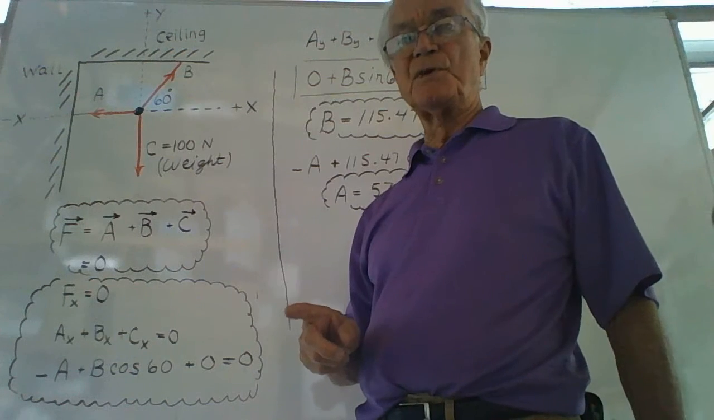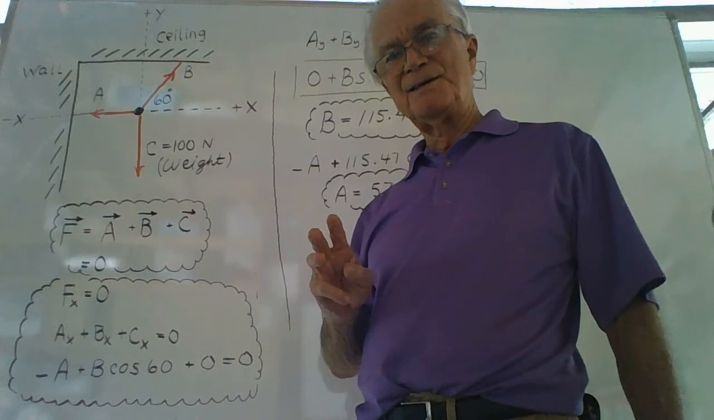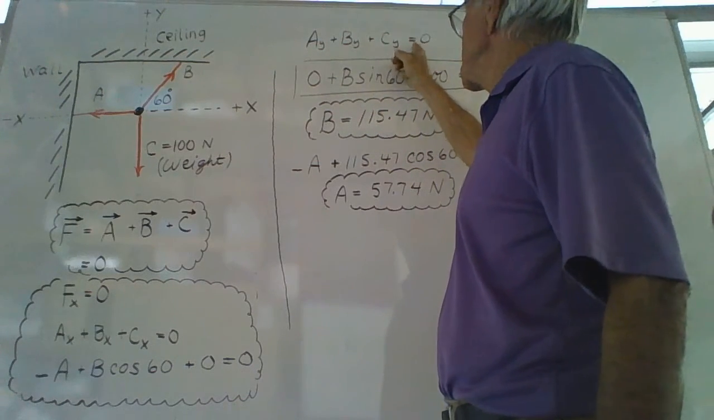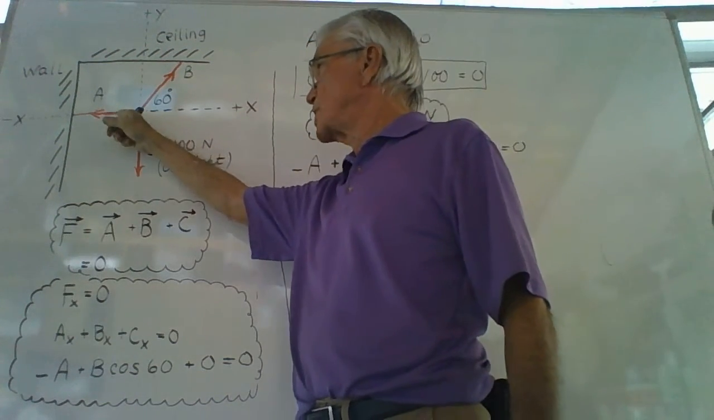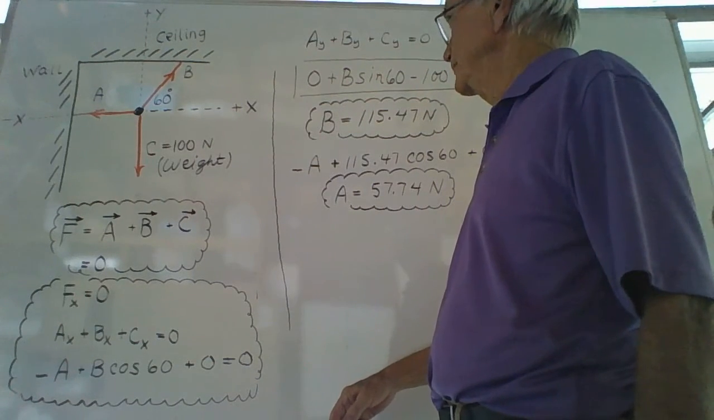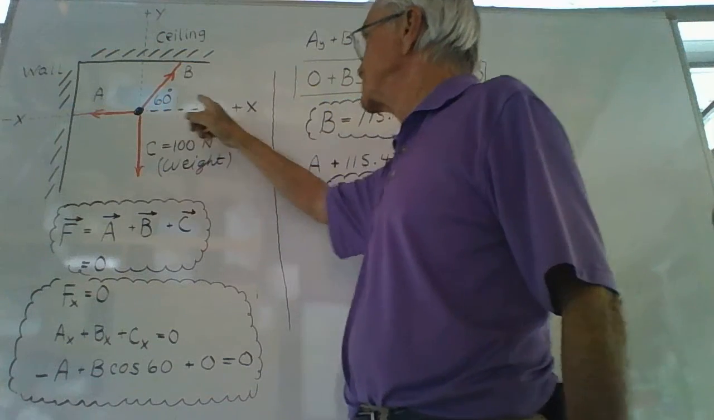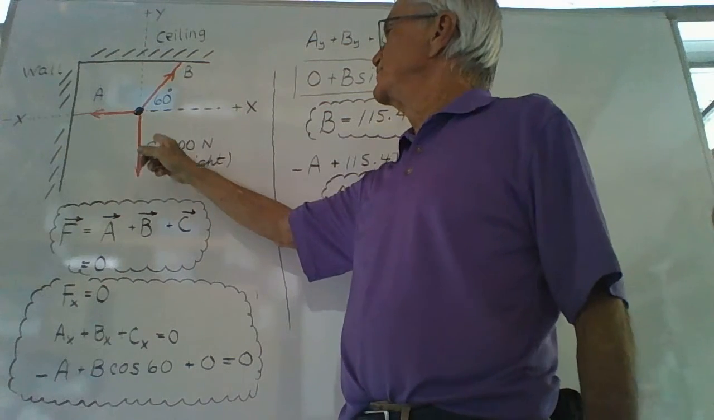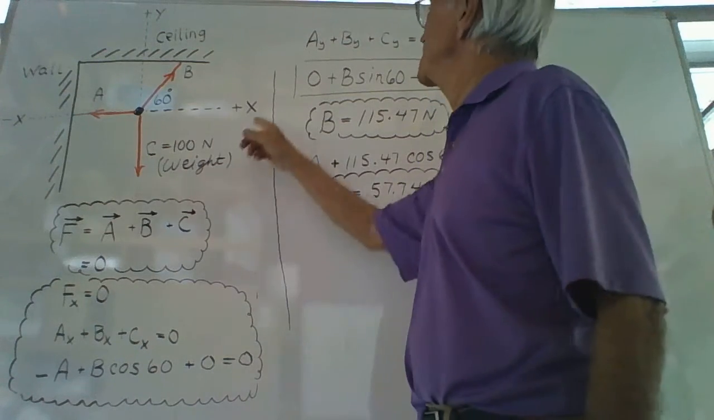The second equation comes from insisting that the sum of the three y components is zero. A sub y plus B sub y plus C sub y equals zero. Well, the y component of A is zero. No part of it points along the y-axis, as we said earlier. The y component of B is B times the sine of 60. And the y component of the C vector, the weight vector, is the full value of it, but it points in the negative direction. And so it's a negative 100.